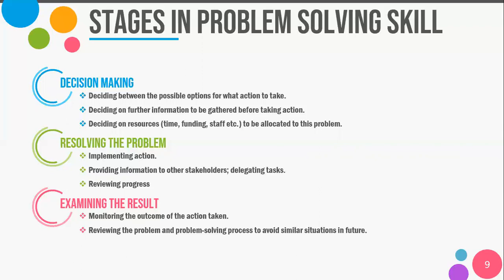Okay, and second last is resolving the problem. Resolving the problem means you implement the action or decision that you made in decision making. Okay, and after that, providing information to stakeholders or delegating the task. Maybe you ask your mother to book an airplane for you, or maybe you ask your father to send you to the terminal, something like that. Okay, and last but not least, you have to examine the result.